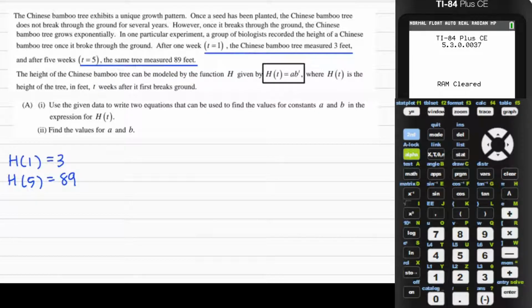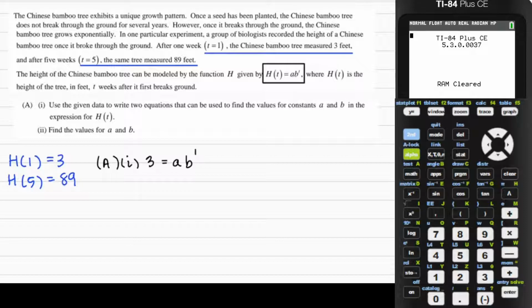And so we're going to be setting up a system of equations and then constructing a function model. So A1, use the given data to write 2 equations that can be used to find the values for constants a and b in the expression for h. Well, we're just going to plug in our value of h and our value of t into that equation. Okay, so for the first data point, h of 1 equals 3, the output of the function is 3, and that's going to be equal to a times b to the t power, where t is equal to 1. And so I'm going to have 3 equals a times b to the 1.